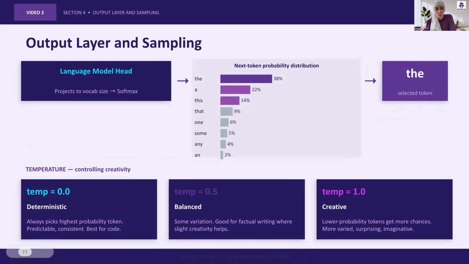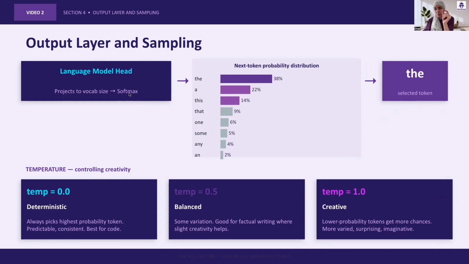After passing through all the transformer blocks, the model has built up a rich representation of your input. Now it needs to make a decision. What token comes next? The output layer, called the language model head, takes that final representation and projects it into a probability distribution over the entire token vocabulary. Every possible next token gets a score. Those scores get converted to probabilities via softmax.